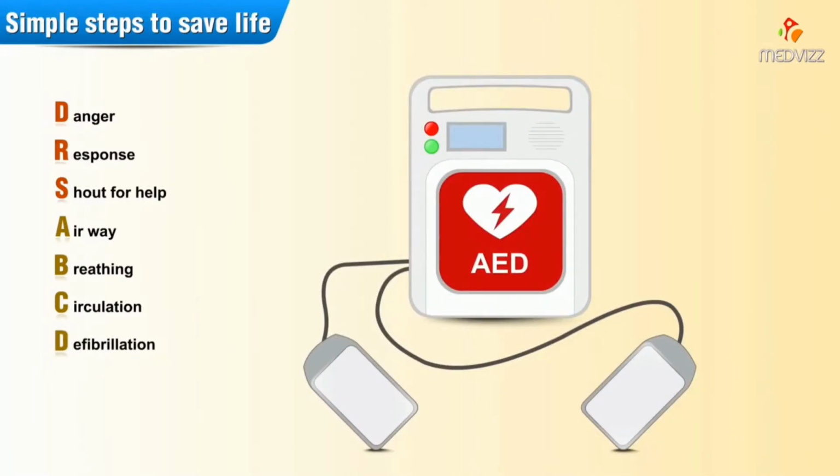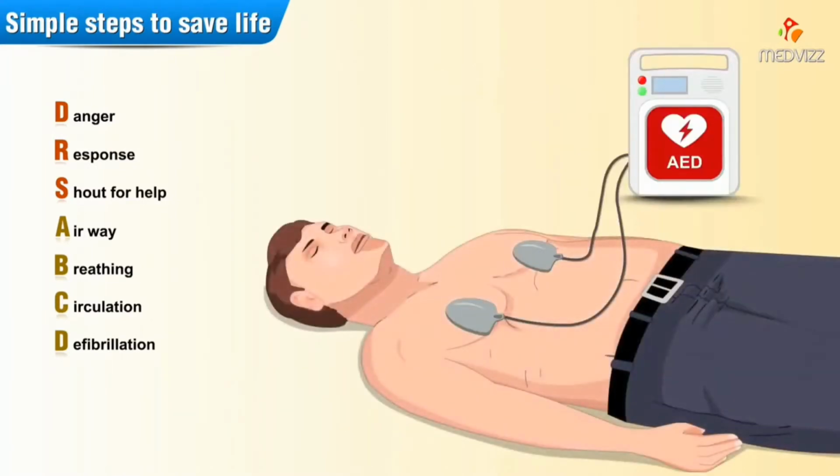Some public areas and workplaces have an easy-to-use defibrillator on site called an automatic external defibrillator, or AED. Automatic means that it is the machine that decides what to do, so you can't go wrong, and it even talks you through the steps. If there is no AED available, keep going with CPR until the ambulance arrives.